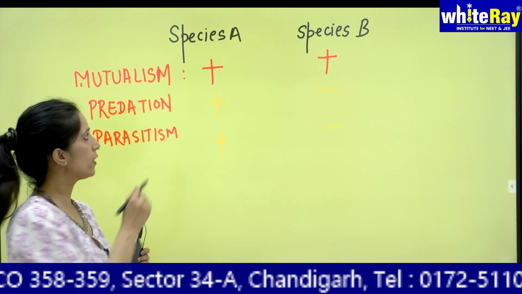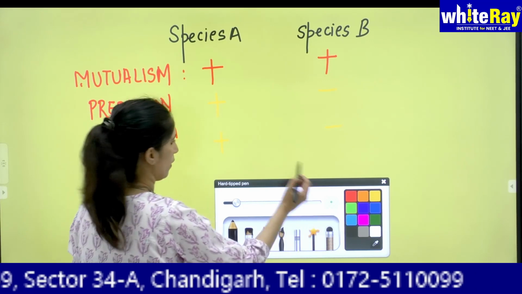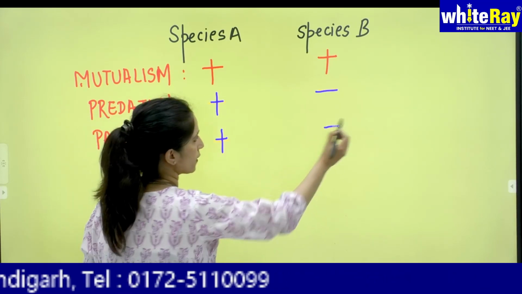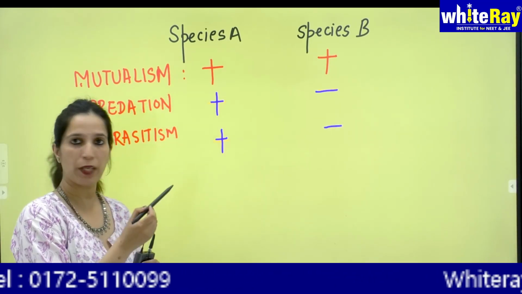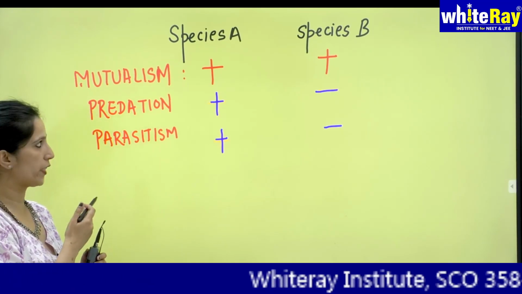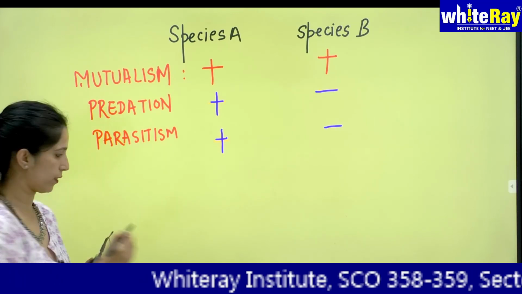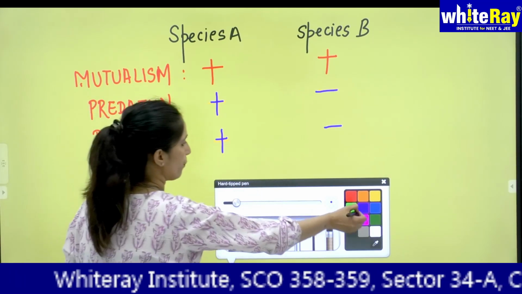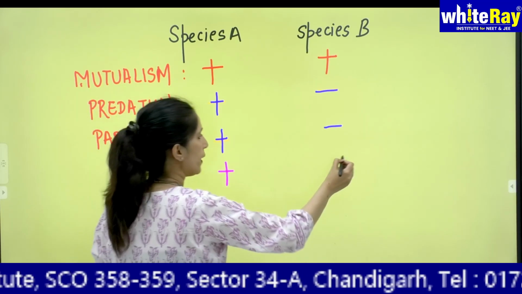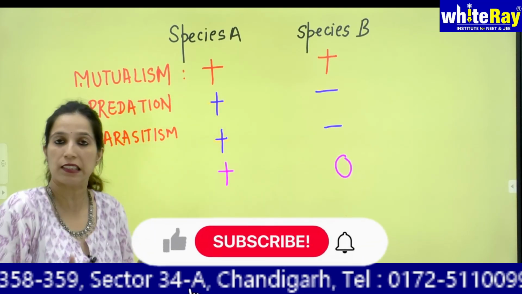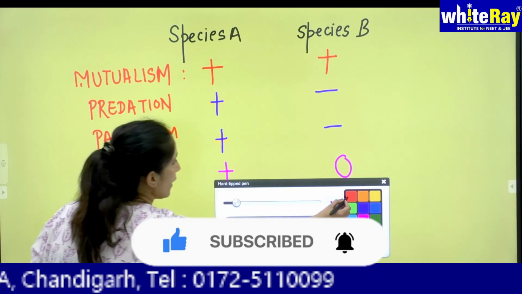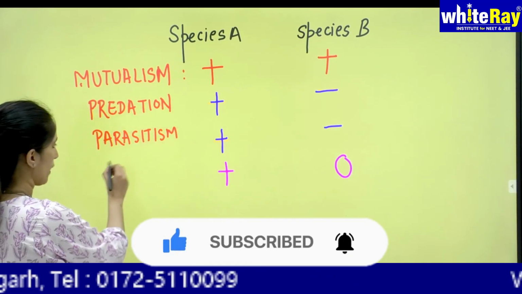Okay, we should use the other pen. This was not visible. I think this will be visible now. So if it is plus plus, we call it as mutualism. If it is plus minus, we call it as predation. If it is plus minus, it is parasitism. The other interaction is when one is benefited but other remains unaffected, that is neither benefited nor harmed. This type of interaction is known as commensalism.